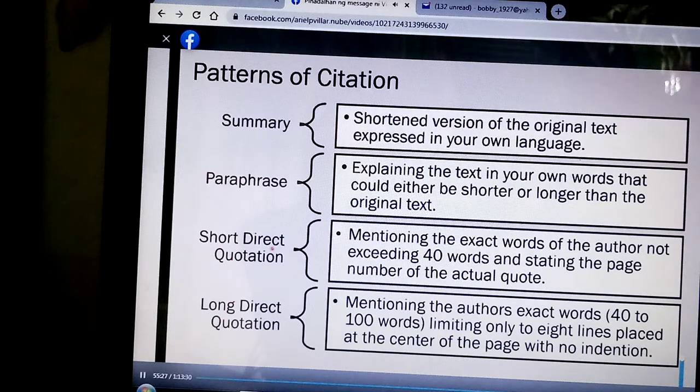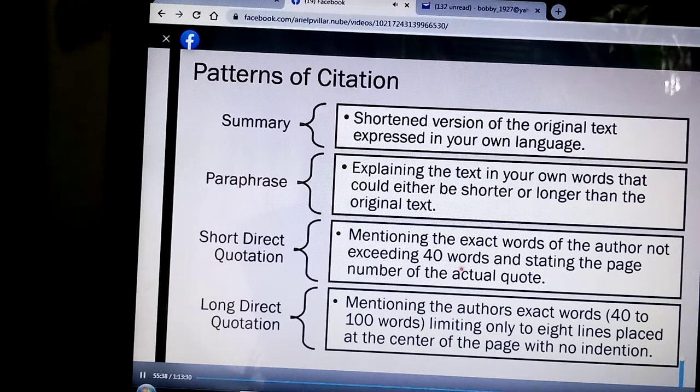When you do short direct quotation, if you remember a while ago, yung kay Lou, no? Short direct quotation, pwede mo copyhin actually yung actual na sinabi without summarizing or paraphrasing, using the exact words of the author, not exceeding 40 words. Okay? So, lalagyan mo lang siya ng quotation mark and then ilalagay mo sa dulo doon yung page ng pinagkuhaan mo ng actual words stated by the author.